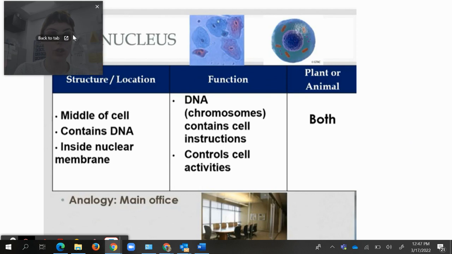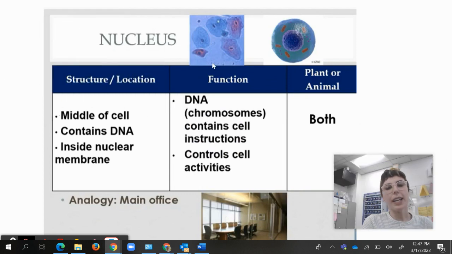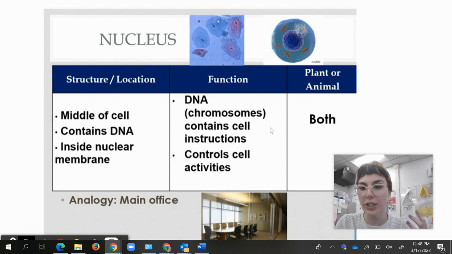Okay, let's talk about the nucleus. Super important organelle. We are going to find it as one of the, if not the, largest structures inside the cell. So you can see those dark blobs inside of these different animal cells. That's the nucleus. It actually moves around, though it's often seen right in the middle of the cell. It contains the DNA. And it also is inside of another special membrane called the nuclear membrane, which I'll show you in a moment. What is its function? Its main job is that it contains the DNA, which is the cell's instructions. It tells all the other organelles what to do. It is found in both plant and animal cells.